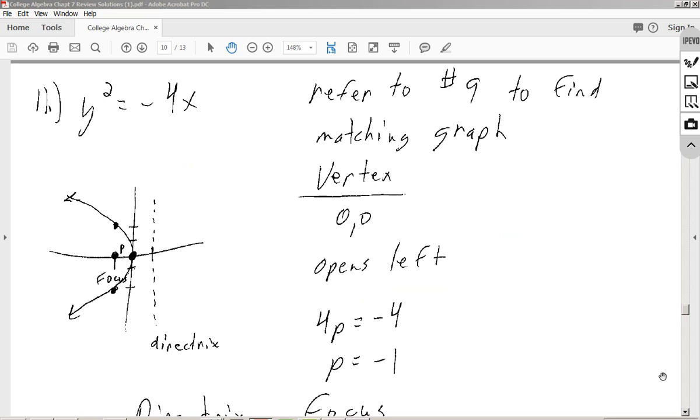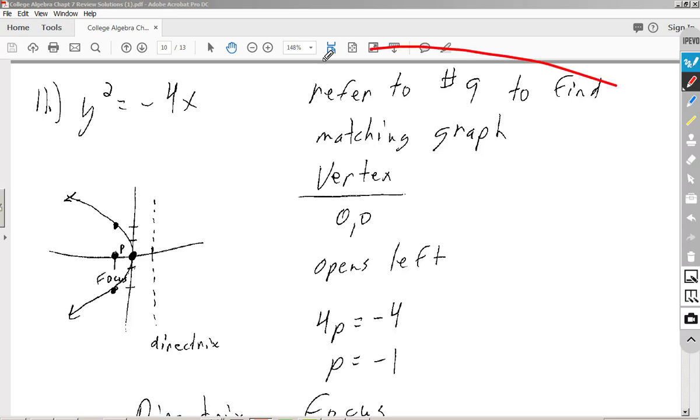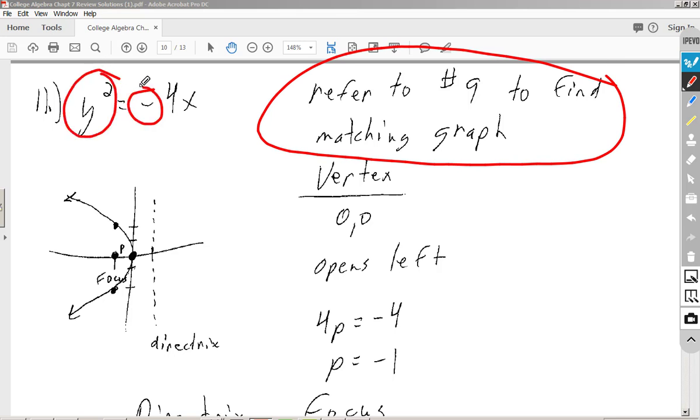Okay, on this next problem, on number 11, it gives us the equation y squared equals negative 4x. It says find the focus and the directrix of the parabola with the given equation, and I also put and graph. So again, refer to number 9 to find the matching graph. You'll notice that this is a y squared graph, so that means it's going to either open left or right. It's negative, so that means it's opening to the left.